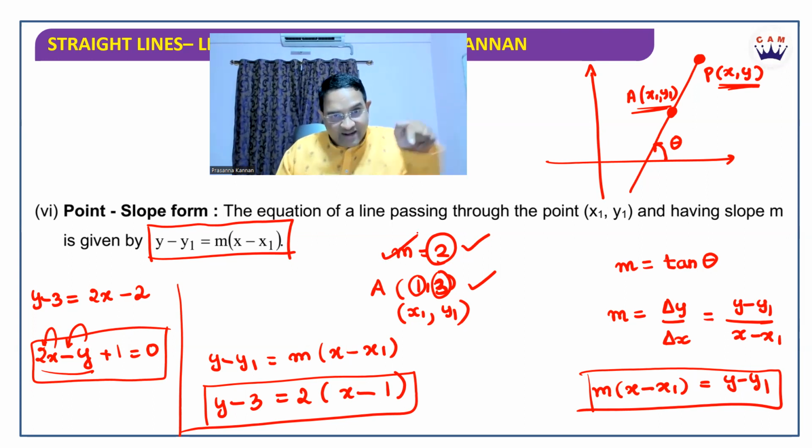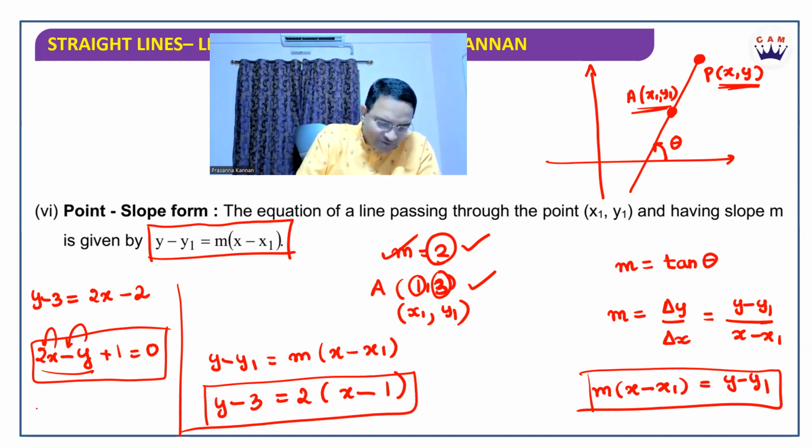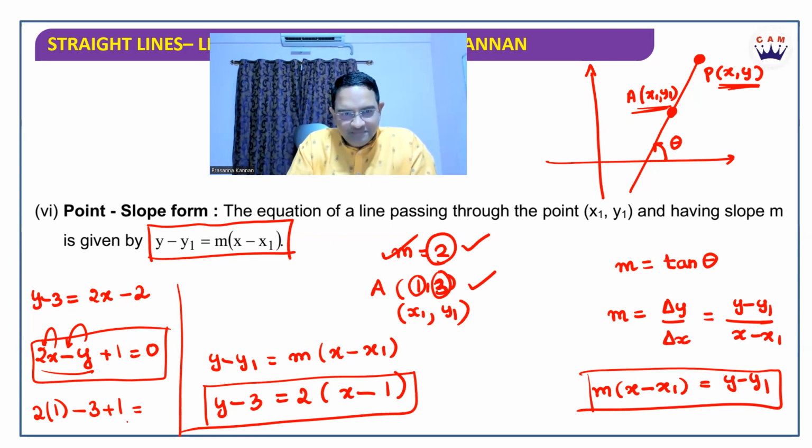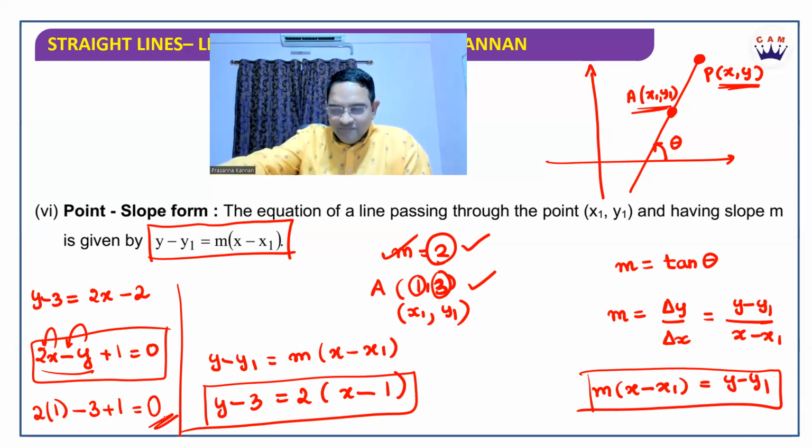This point 1 comma 3 lies on this line. So substitute this point, 1 comma 3, and check. Wherever x is there, you substitute 1. Wherever y is there, you substitute 3. What are you getting? 2 minus 3 plus 1. What do you get? 2 minus 3 minus 1 plus 1. 0. Hence, your answer is 100% correct. No chance of making careless mistakes because you know how to verify your answer.